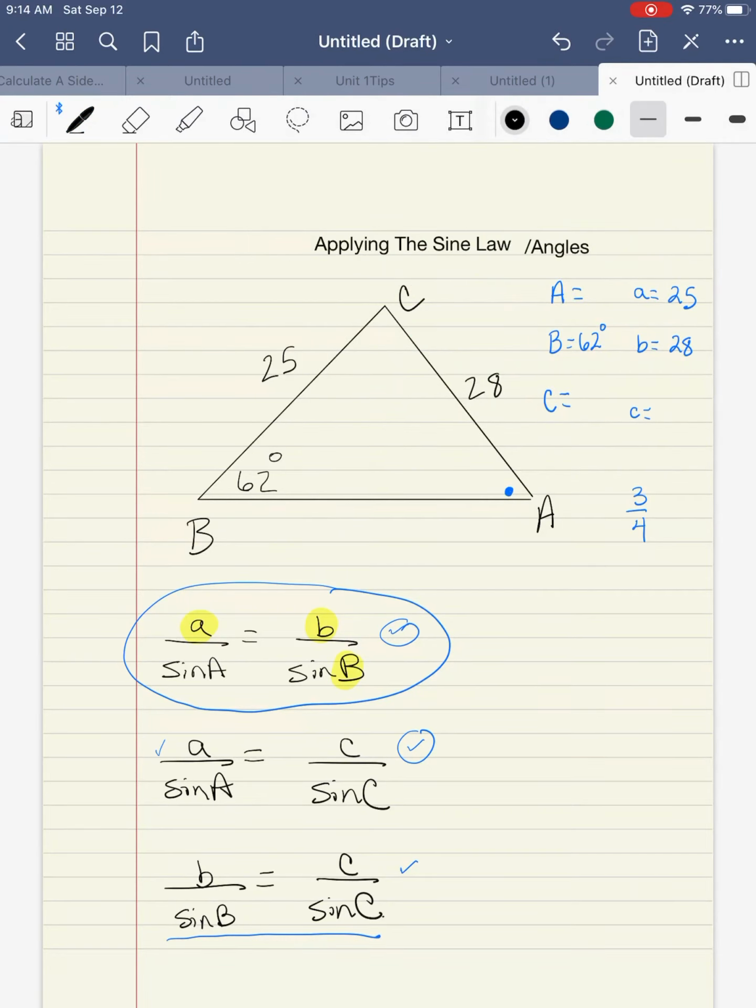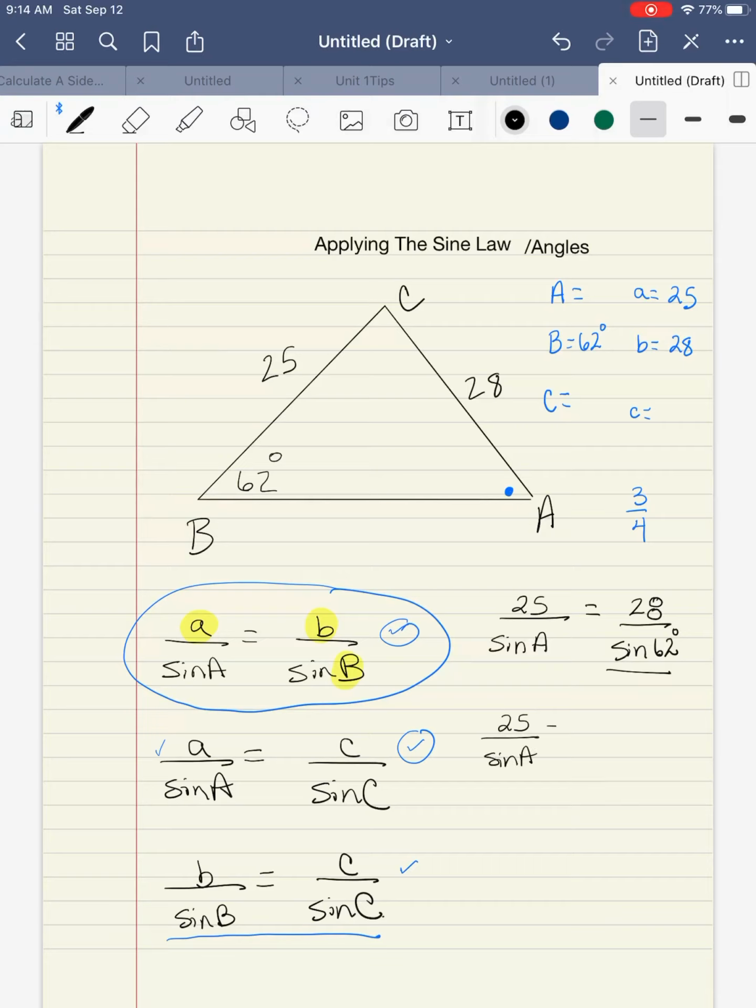I'm going to change the pen there, and I'm going to substitute what I have from my chart or my triangle into the ratio. If you don't want to do the chart, but I really do recommend doing the chart. So small a is 25 over the sine of angle A. Now we don't know what angle A is because we want to calculate it. Small b is 28 over the sine of angle B, which is 62. So next thing we want to do is calculate the sine of 62. So we saw that in a prior video.